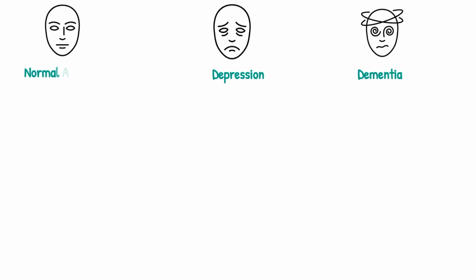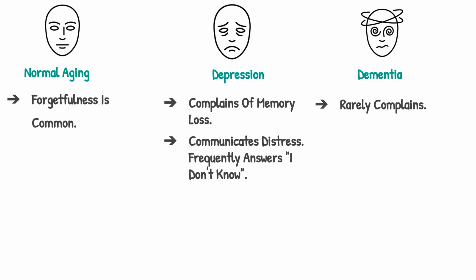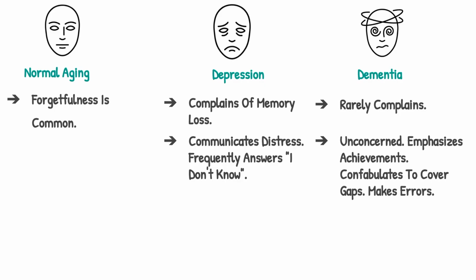Depression versus dementia versus normal aging. In normal aging, forgetfulness is common. In depression, the patient complains of memory loss, whereas in dementia, the patient rarely complains. In depression, the patient communicates distress and frequently answers, "I don't know." In dementia, the patient is unconcerned, emphasizes achievements, confabulates to cover gaps, and makes errors.